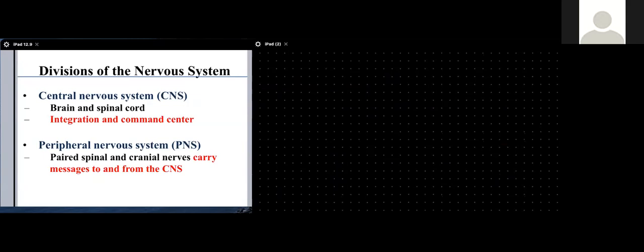Anatomically, we do classify the nervous system into two main parts. We have the central nervous system, which is formed by the brain and the spinal cord.